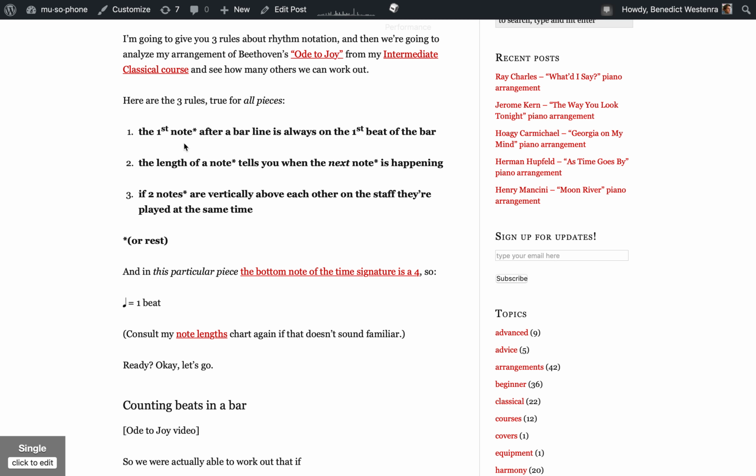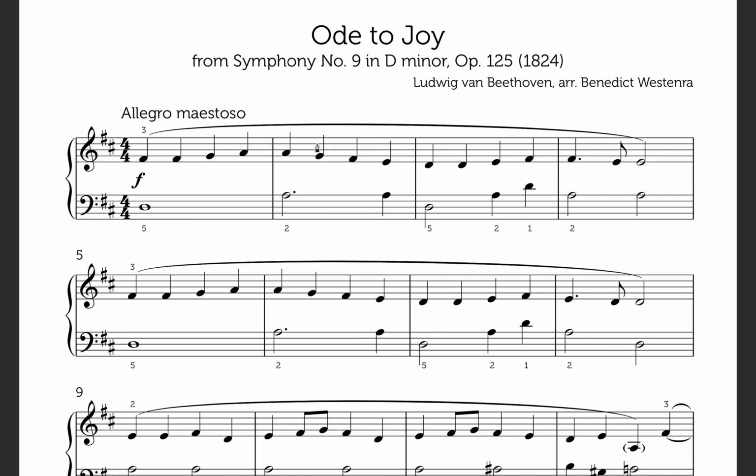So back to the rule. The rule was the first note after a bar line, we now know what that is, is always on the first beat of the bar. So if you're writing beats into bars, you can always write beat number 1 really easily. So this is a bar line here. So the first note after the bar line is on beat 1. So we can write 1 there. That is where beat 1 goes in this bar. So that's true for this note. It's also true for this note. So this note is also the first note after the bar line. So that goes on beat 1. And in the next bar, first note after the bar line goes on beat 1. Do that in this bar as well.